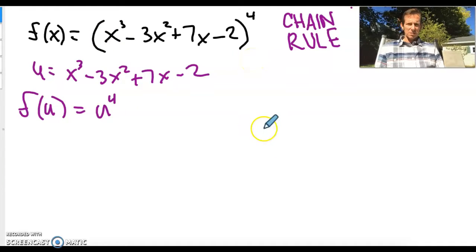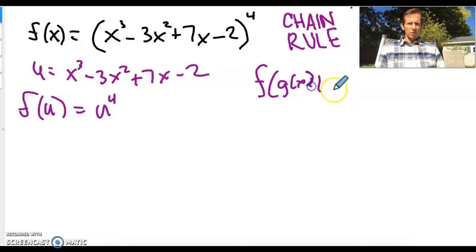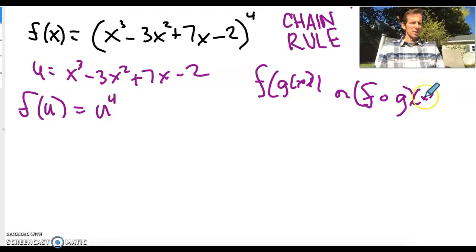You probably saw this more frequently in terms of f of g of x. And this did not mean you multiply these two things. This meant a composition of functions where g was inside of f. So I could have called this g of x, and that would have been in there. But I'm going to use this u and f notation because it's a little bit easier to do the chain rule.